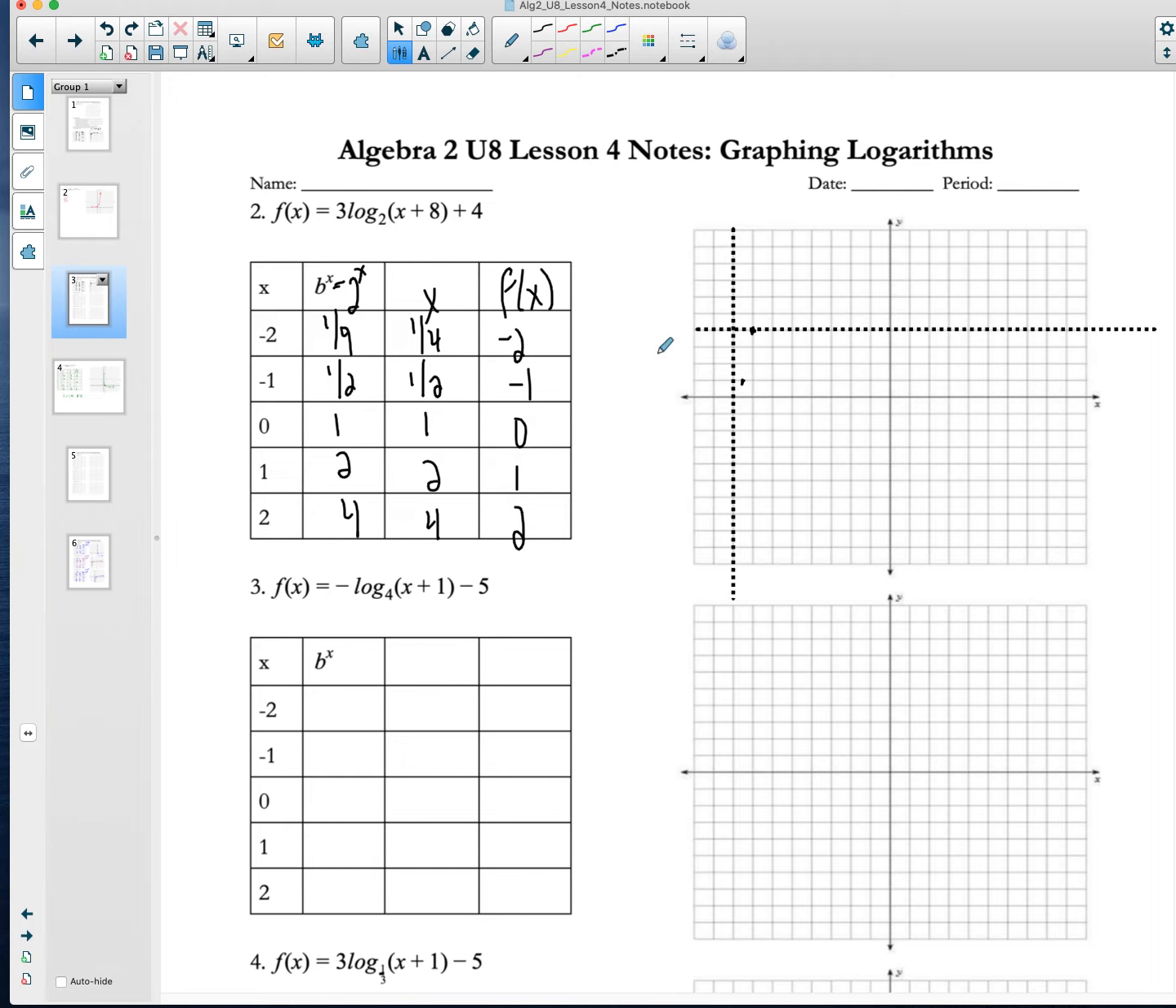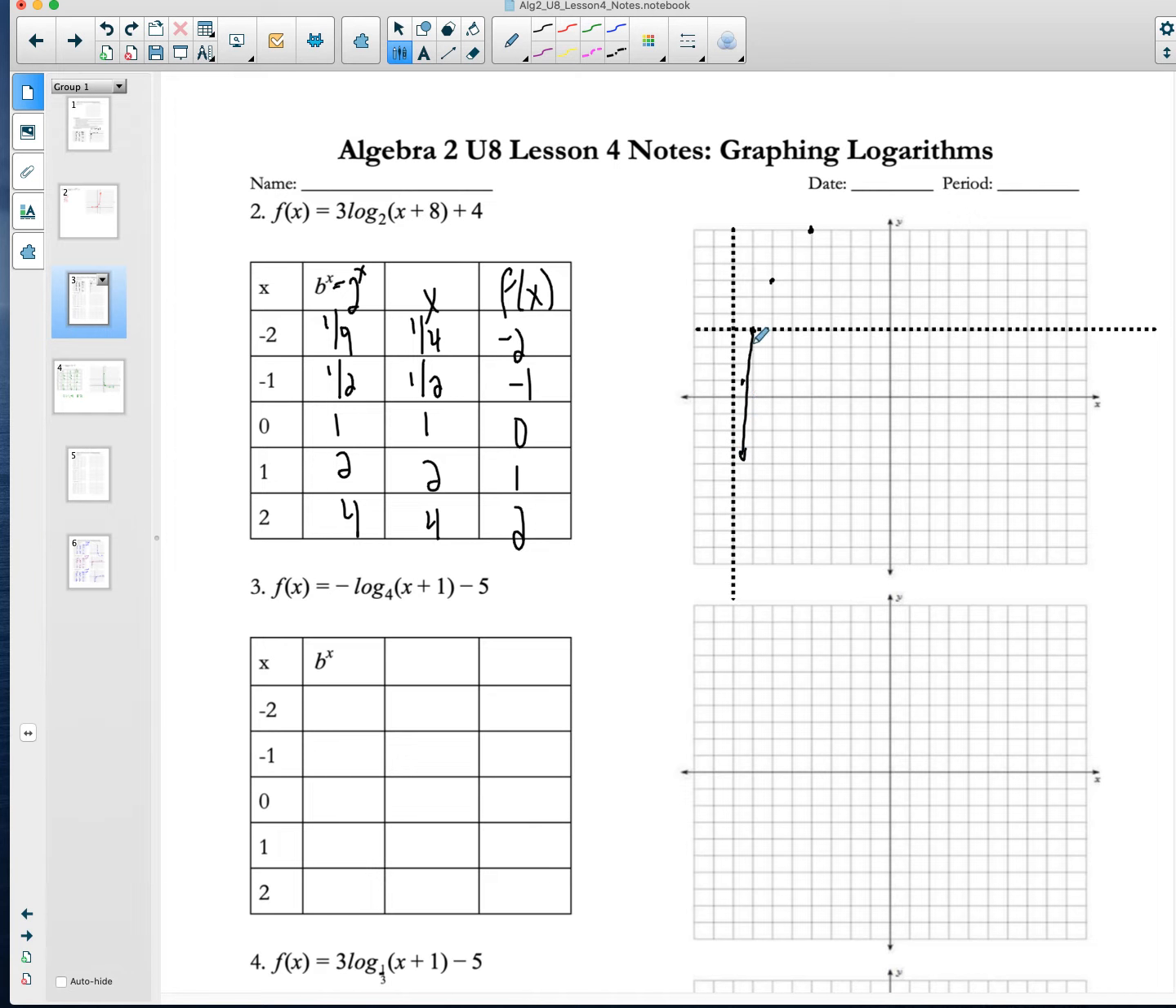So notice on this point, I'm going to go to the right 2, and instead of going up 1, now I'm going to go up 3. So 1, 2, 3 right there. And if I were to apply this point, I go to the right 4, so 1, 2, 3, 4. Instead of going up 2, I now have to go up 6. So 3, 4, 5, and 6. And you can see what this a value does is it really stretches our graph vertically here.